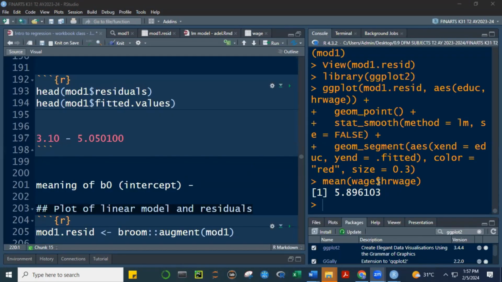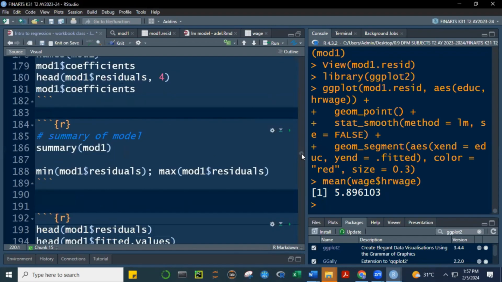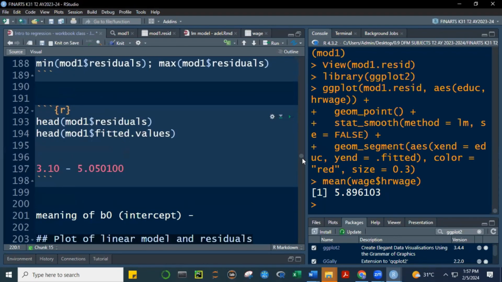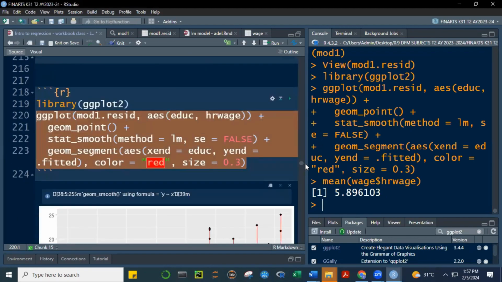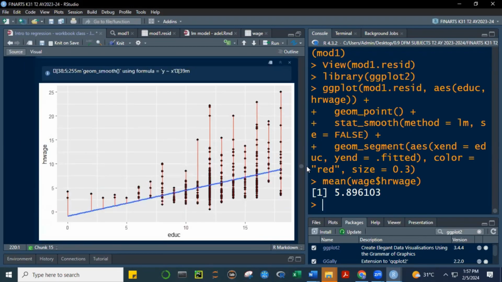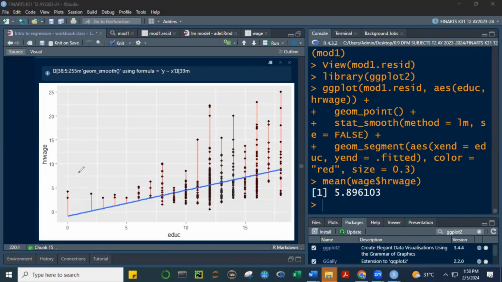So the average class of hourly wage is 5.896. So let's go back to our plot here. I'll annotate this too. 5.896. Okay, let's assume, class, let's say this is 5.8.